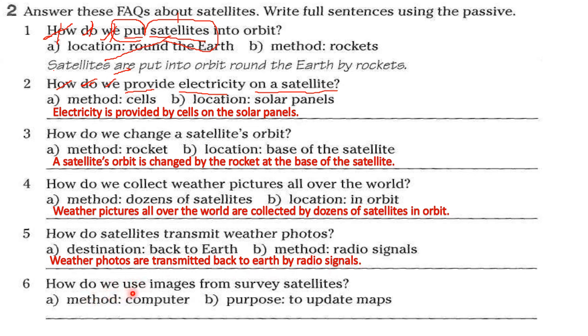And the last one, how do we use images from survey satellites? Method, computer. Purpose, why? To update maps. Now we use images. So here I say images in the beginning. This is the object. Images from survey satellites are used by computers. Why? To update maps.